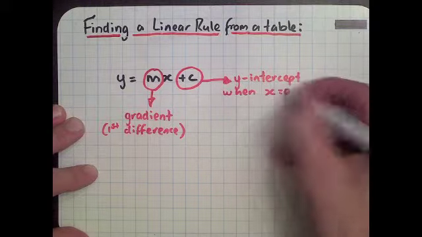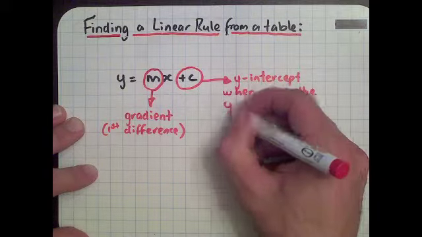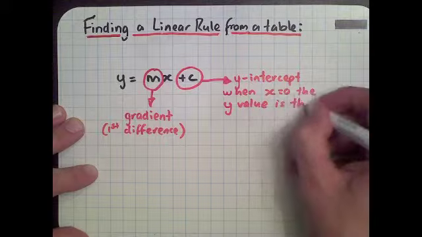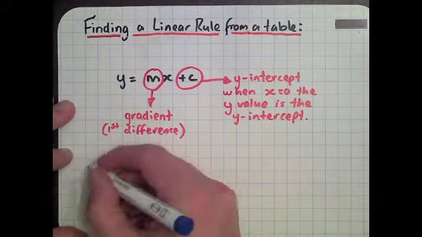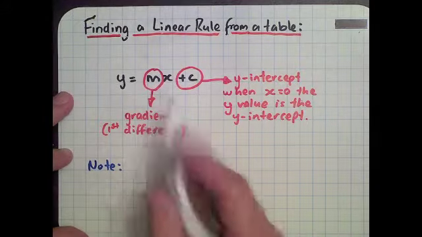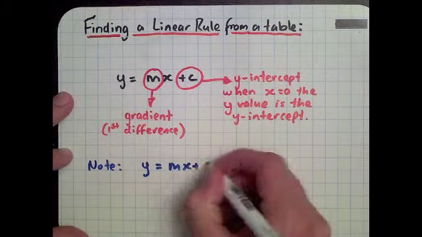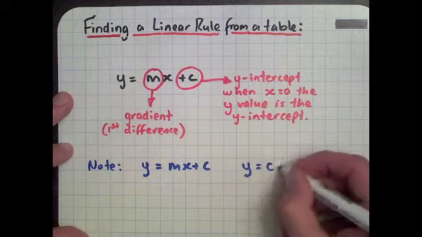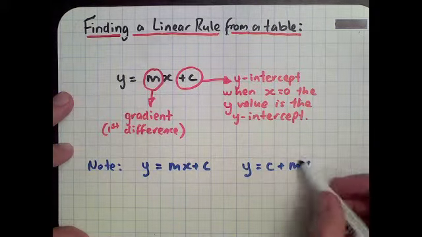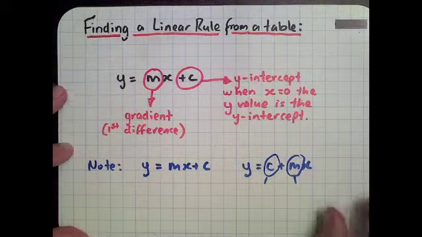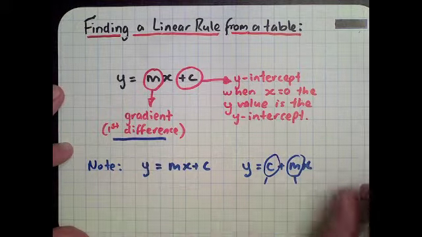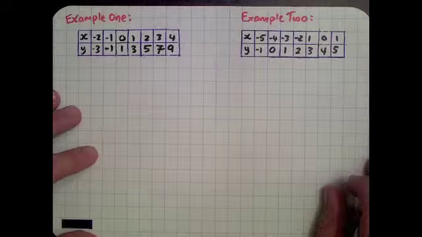Alright, to find the y-intercept in a table, all we've got to do is go to when x equals 0, and the y value that's with that is the y-intercept. Mate, that's pretty easy, eh? Oh, hang on, before we go on, we've got to know that y equals mx plus c is the same as y equals c plus mx. Let's not get confused here. That m is still the gradient, c is still the y-intercept, remembering the m is the first difference, and the y-intercept is when x equals 0.